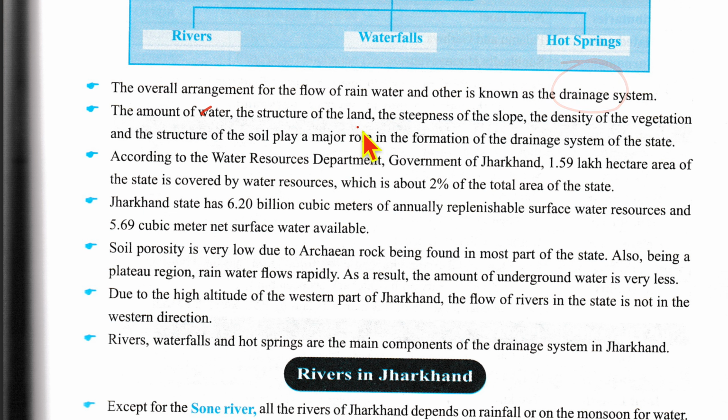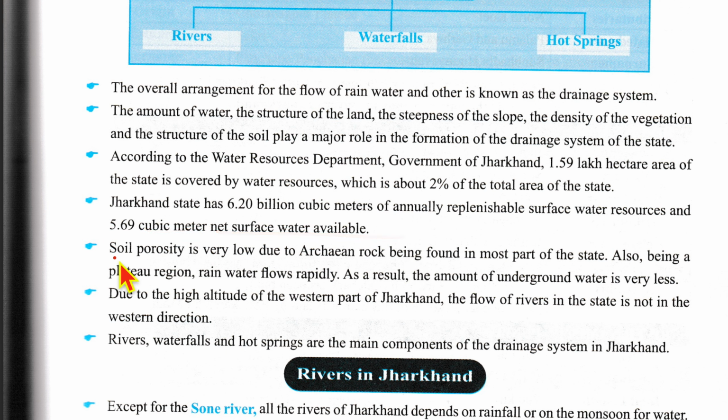The amount of water, the structure of land, steepness of the slope, density of vegetation, and structure of soil play an important role in the formation of the drainage system of the state. According to the Water Resource Department of the Government of Jharkhand, 1.59 lakh hectares of the state is covered by water resources, which is about 2% of the total area of the state. Jharkhand has about 6.2 billion cubic meters of annually replenishable surface water resource and 5.69 billion cubic meters of net surface water available.